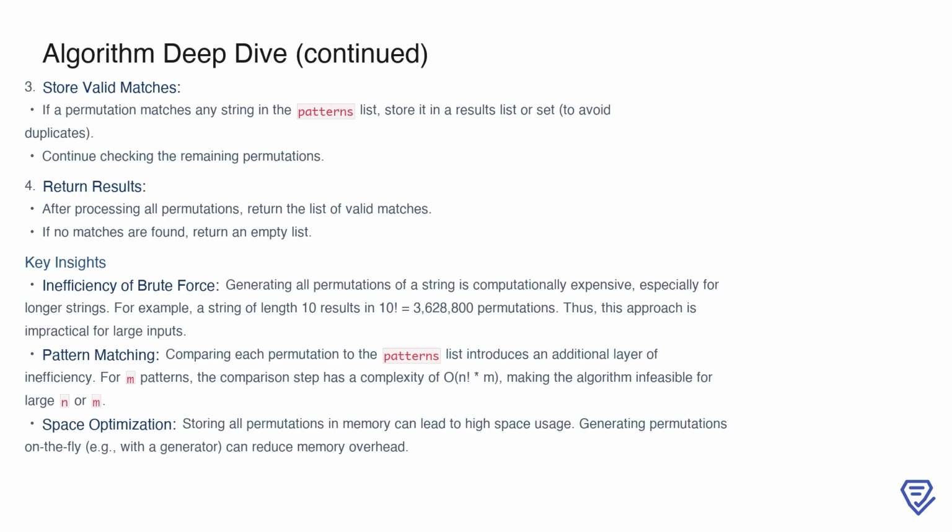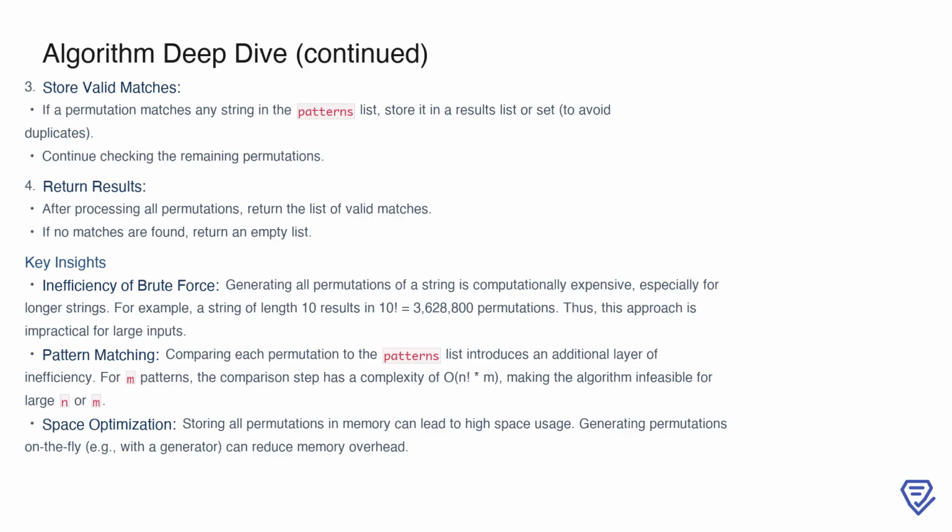After generating the permutations and comparing them to the patterns list, the next step is to store any valid matches we find. These matches can be stored in a results list or, even better, a set to ensure we avoid duplicates. The process continues until all permutations have been checked. Finally, we return the results list, which contains all the valid matches. If no matches are found, we simply return an empty list.